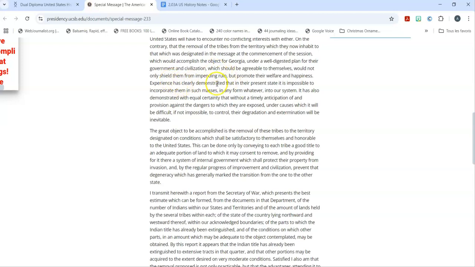Experience has clearly demonstrated that in their present state, it is impossible to incorporate them in such masses in any form whatever into our system. So we can't incorporate so many people into our system. We don't have the capacity.